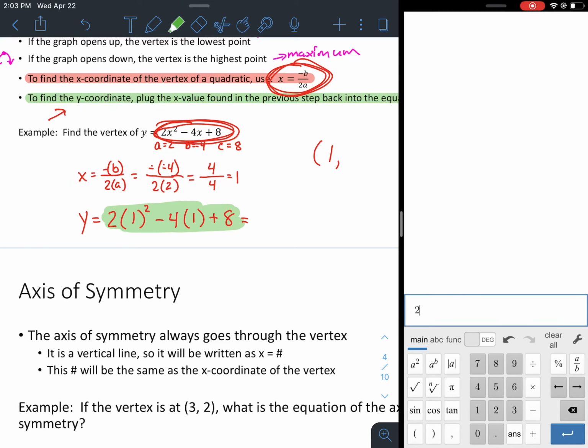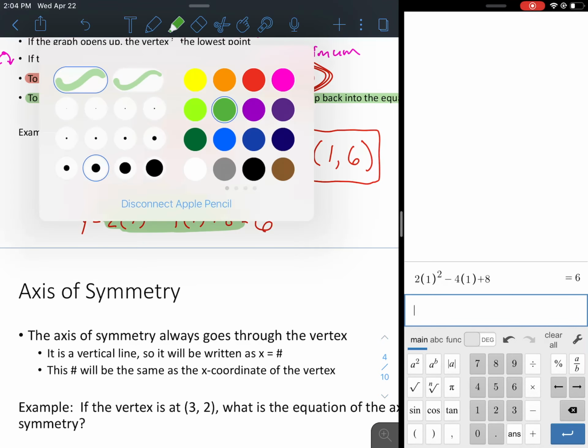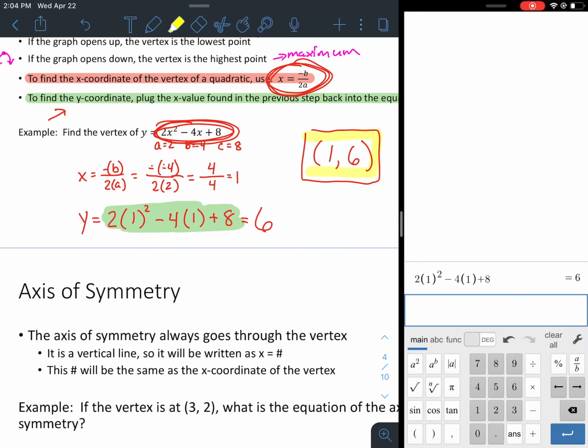So it's going to be over here 2 parenthesis 1 parenthesis squared minus 4 parenthesis 1 close the parenthesis plus 8. And we can see that in the end my final answer is 6. So that's the y value of the vertex. The y value is 6. Therefore, the vertex is located at the coordinate 1, 6. Okay. Now, this process took a little bit.